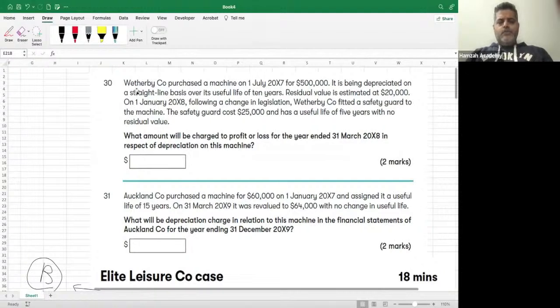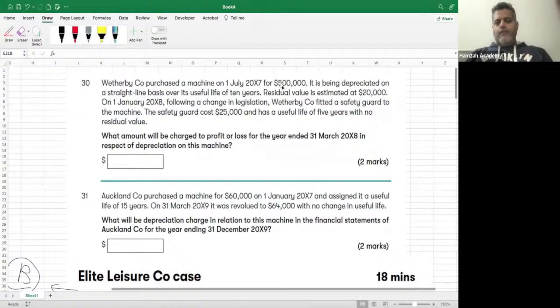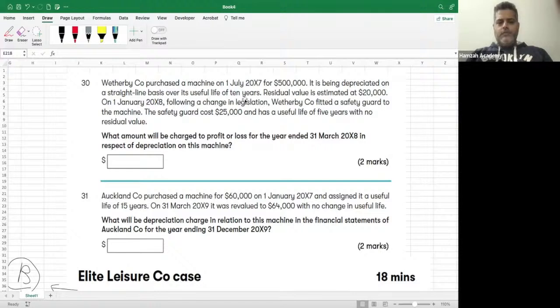My company purchased a machine on 1st July 2027 for 500,000, and it's being depreciated on a straight line basis over its useful life of 10 years. Okay, so useful life is 10 years. Now, the residual value is estimated at 20,000. So you got the machine in 2027 for 500,000 and its scrap value, the residual value, is 20,000.